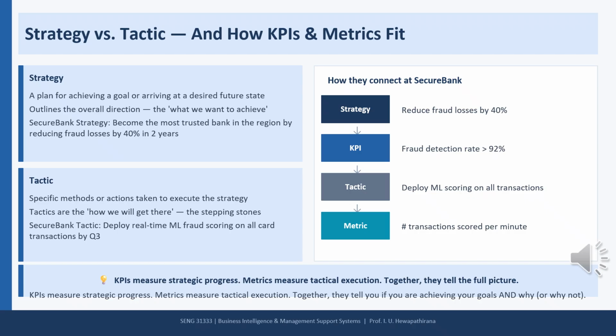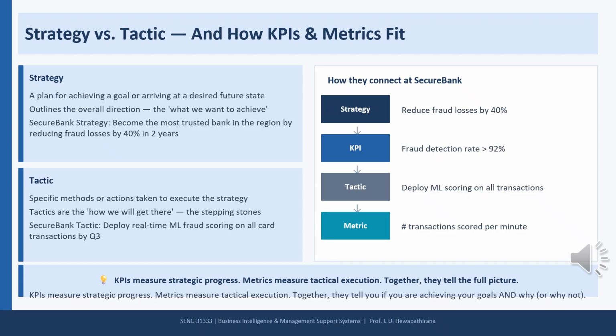Now look at the cascading flow diagram on the right side of this slide. This is the critical connection. The strategy sits at the top, reduce fraud losses by 40%. Below it is the KPI, fraud detection rate greater than 92%. This KPI is the strategic measurement. It tells leadership whether the strategy is working. Below the KPI is the tactic. Deploy machine learning scoring on all transactions. This is the action that drives the KPI.